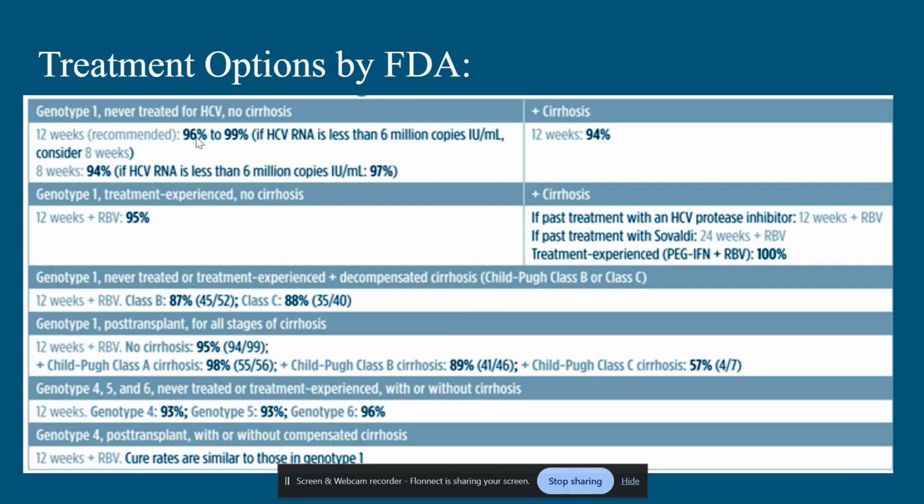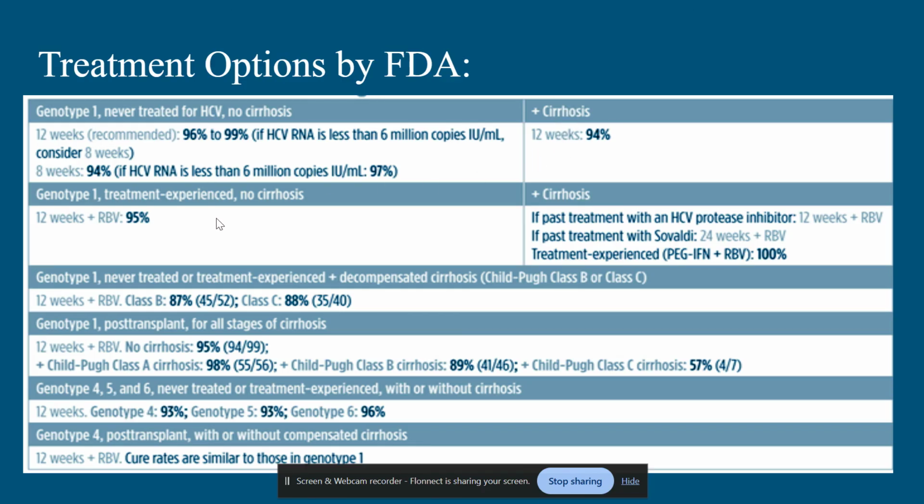Like I told you before in the case study, if HCV RNA is less than 6 million copies IU per ml, then we can consider 8 weeks. In that case study, we did 8 weeks because their HCV RNA was low. But if HCV RNA is high, more than 6 million, then we have to do 12 weeks. And also with comorbidity like liver cirrhosis, we have to do 12 weeks.